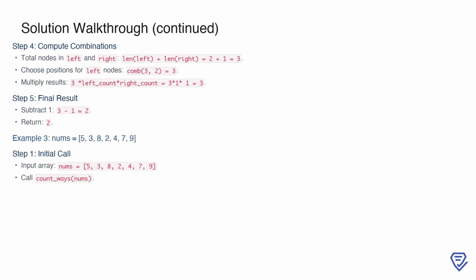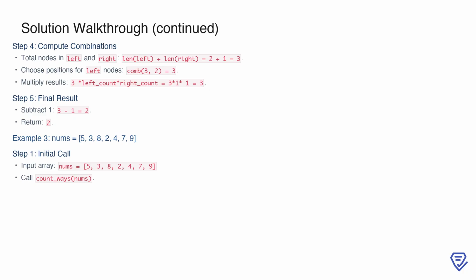Now, we calculate the total combinations for the left and right subtrees of the root 3. The total number of nodes in these subtrees is 2 plus 1 equals 3. To determine the number of ways to position the left subtree nodes relative to the right subtree nodes, we compute com[3][2], which equals 3. Multiplying this by the results of the recursive calls, we get 3 * 1 * 1 equals 3. Finally, we subtract 1 to exclude the original ordering, resulting in 3 - 1 equals 2.